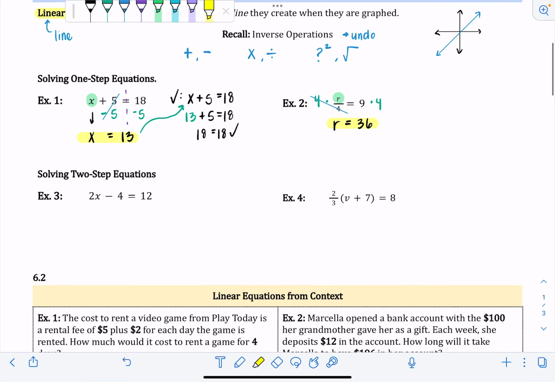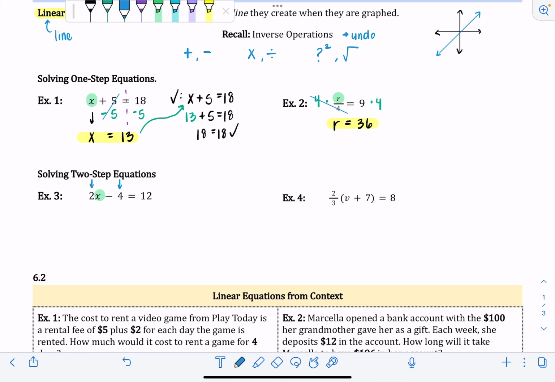Okay, moving down to two-step equations. So example 3: 2x minus 4 equals 12. Most of the time when you're solving a two-step equation, you want to undo addition or subtraction first, and then multiplication and division second. What that means is I'm trying to get x by itself. There are two things being done to x: there is a 2 that is being multiplied by it, and there's a 4 that is being subtracted from it.